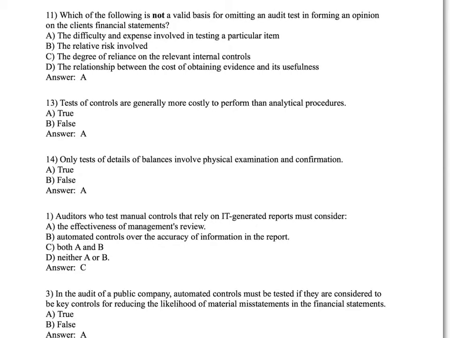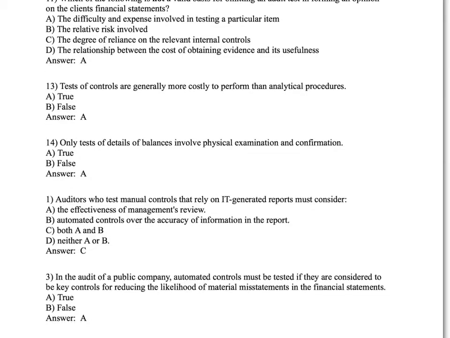Number 14, the only test of details of balances involve physical examination and confirmation. So yes, when you're testing a detail of balance, this is when you're getting to the physical examination of things, so your inventory observations and your confirmations that you send out.